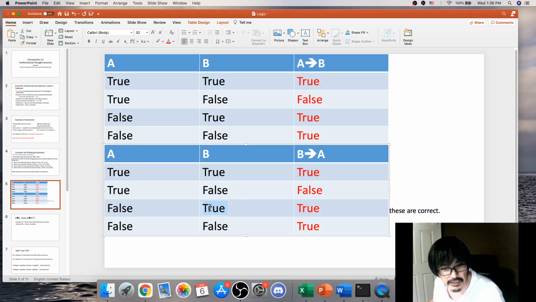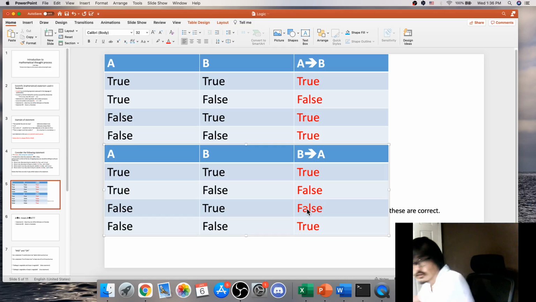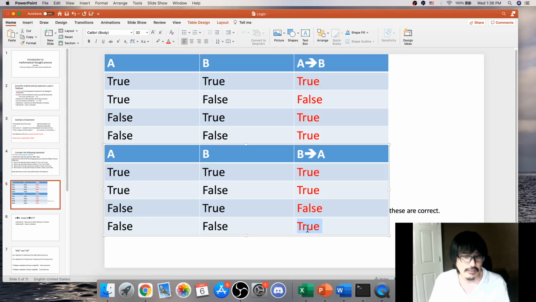If B is true, A has to be true, but it's false. So this one right here is a false statement. And then there is nothing to prove for this one right here. And the next one right here is going to be true too, right? Because there's nothing to prove here. Notice that the true, false, true, true, true, true, false, true, they're not identical, right? So A implies B is not necessarily the same as B implies A.